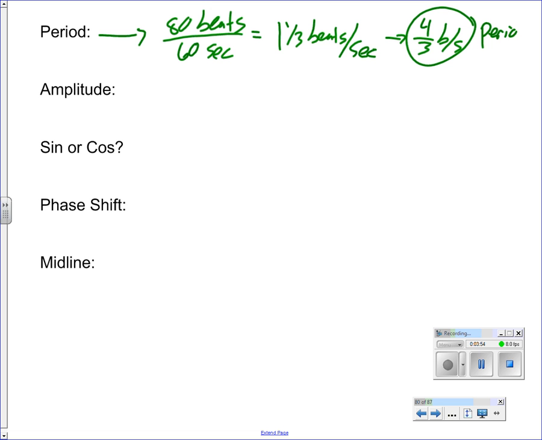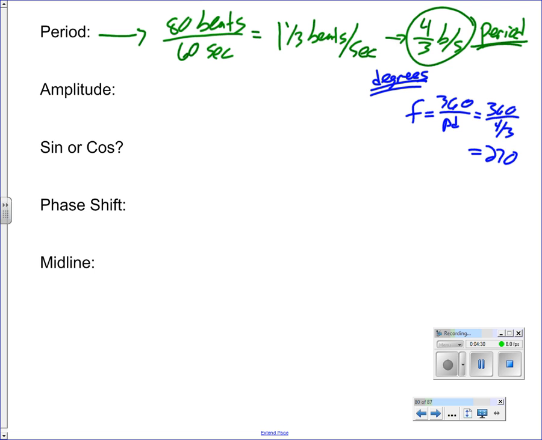This is one full cycle. What we're trying to model is a heartbeat. This is the amount of time that takes, 4/3 of a second, 1 1/3 seconds. The period itself is not what goes into our function. What goes into the function is frequency. So to find the frequency, if we're using degrees, the frequency is 360, which is the period of the parent function, divided by the period. So here that would be 360 divided by 4/3, which would be 270. This would be my B value in terms of transformations on the function.